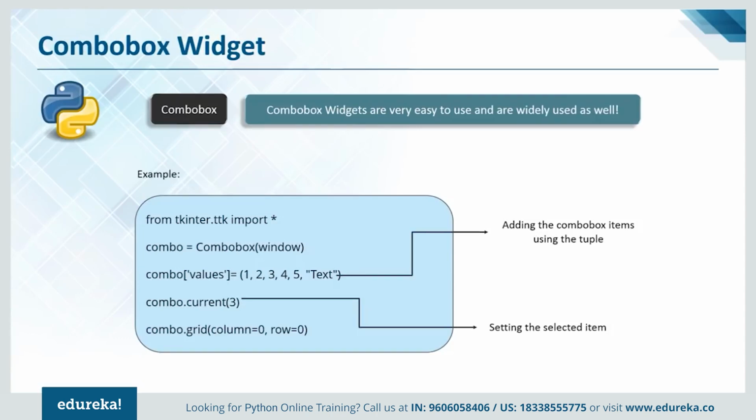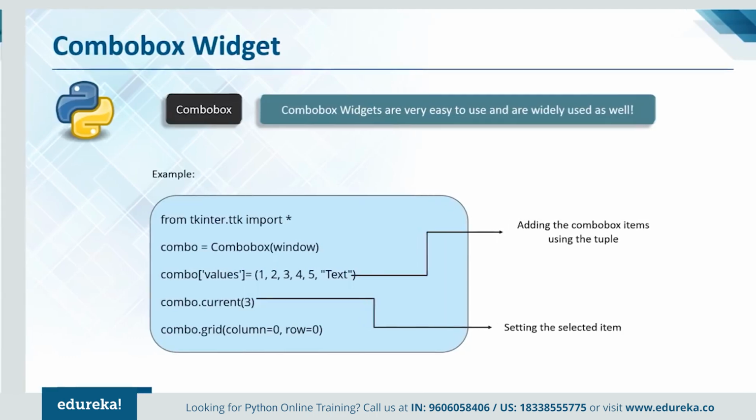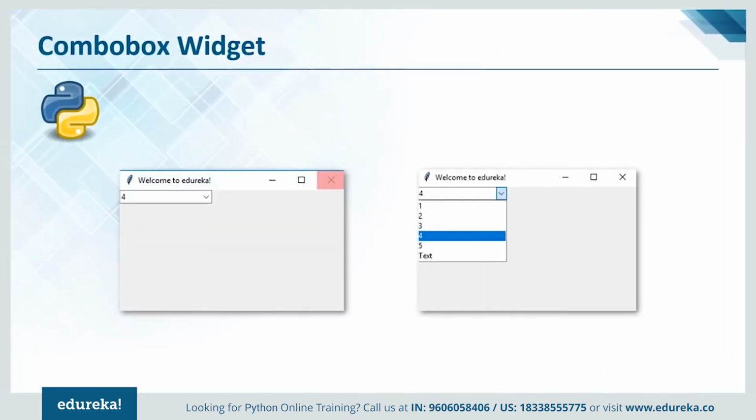1 to 5 was numeric inputs, right? But we can have a textual input as well. It is defined using double quotes, and we will later set the selected input. And lastly, we have the grid function to place the widget on the window as well. So again, check out the example here, guys. We have the drop down menu and it displays all that we have defined in the code.